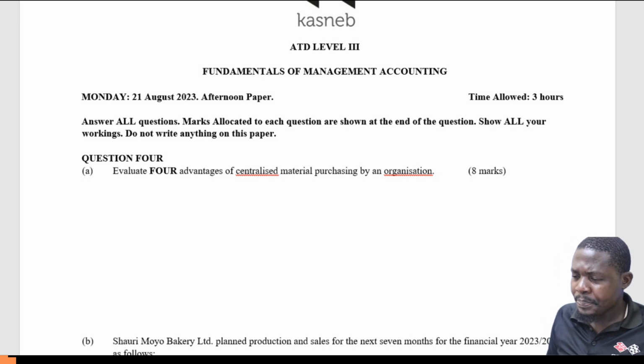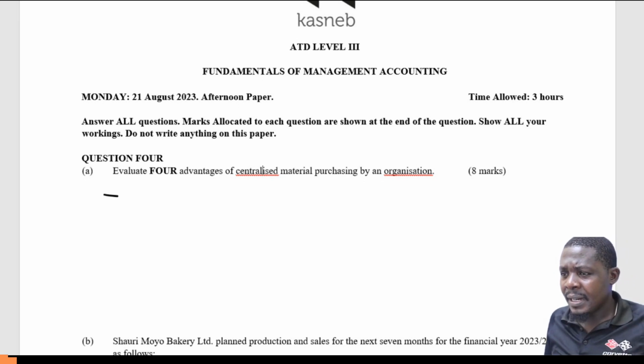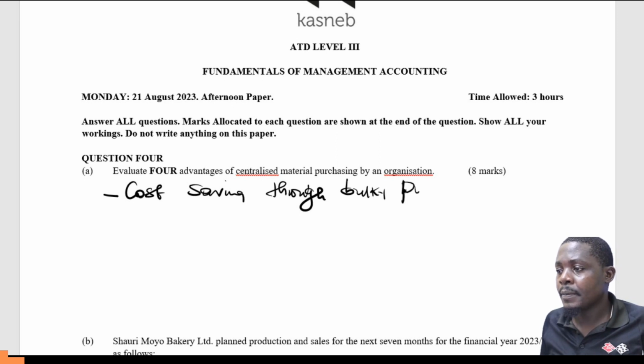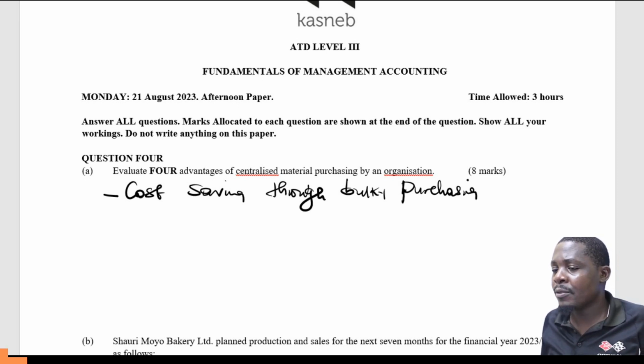Advantage number one, we talk of cost saving through bulk purchasing. That means that when you buy more goods, you are going to be given what we call quantity discounts. At the end of the day, you save on the cost.